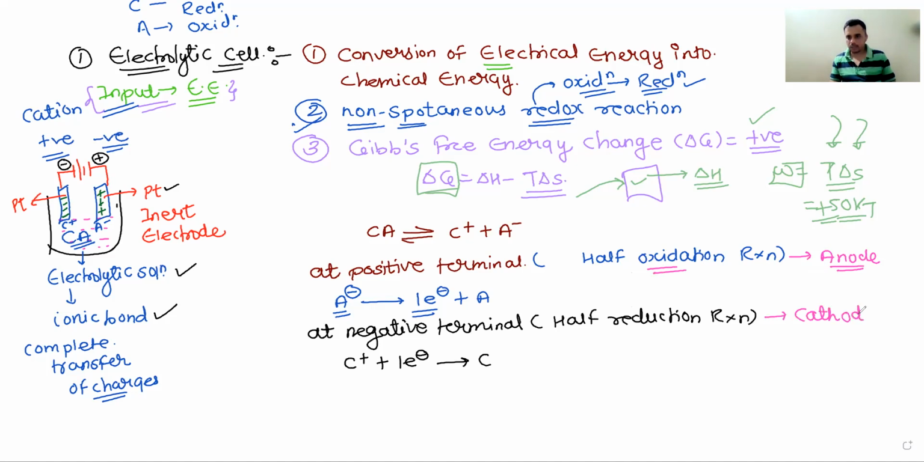So this terminology we have to keep in mind, and when we solve this equation over here, one electron on the right hand side is cancelled with one electron on the left hand side. So this becomes A minus plus C plus, which is giving us A plus C. And this A minus and C plus is nothing but our CA, which is giving us A plus C. So this is the general idea behind electrolytic solution.